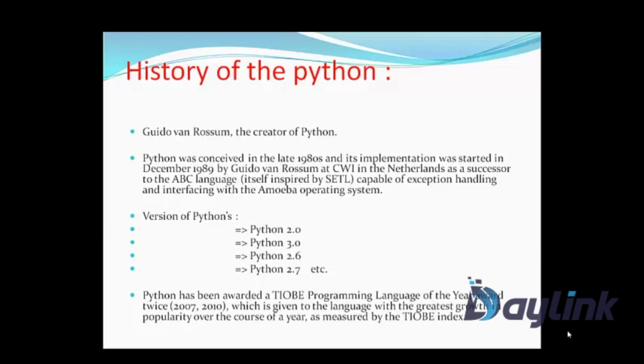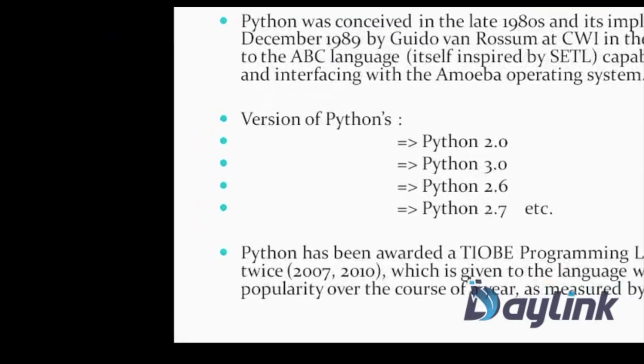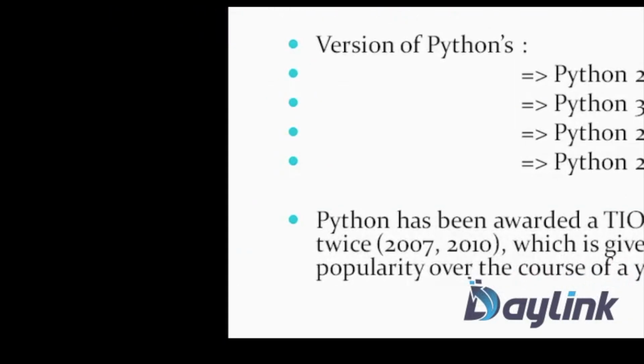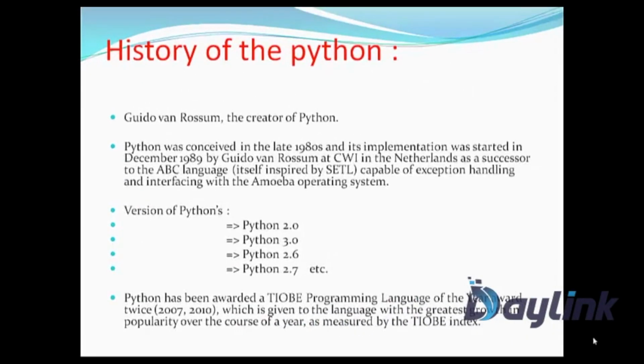Python has been awarded the TIOBE Programming Language of the Year award twice, in 2007 and 2010, which is given to the language with the greatest growth in popularity over the course of a year, as measured by the TIOBE index.